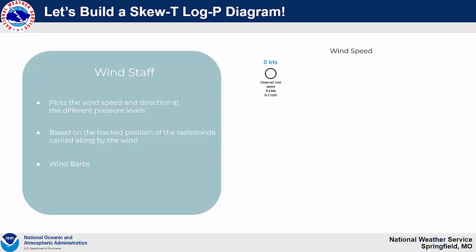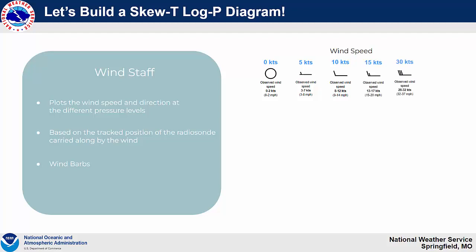For example, if we have very calm winds, that's typically represented by a circle. A short wind barb represents 5 knots, and a long wind barb represents 10 knots. An important thing to note is that these are rounded to the nearest 5 knots. So a short wind barb can represent anywhere from 3 to 7 knots, and a long wind barb can represent anywhere from 8 to 12 knots.